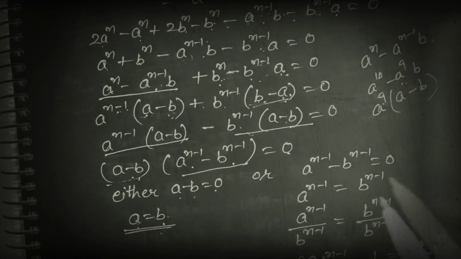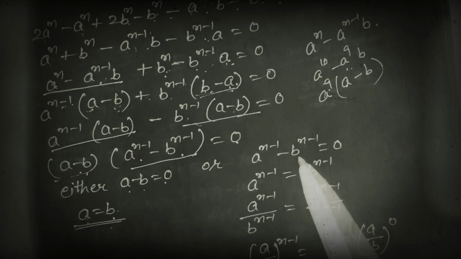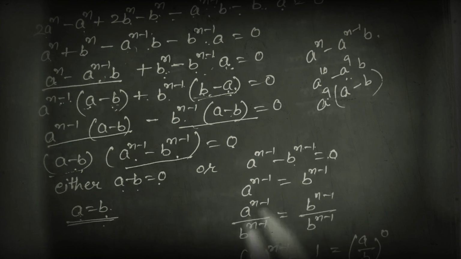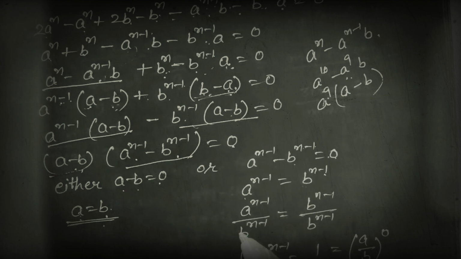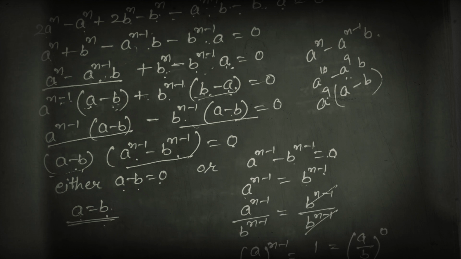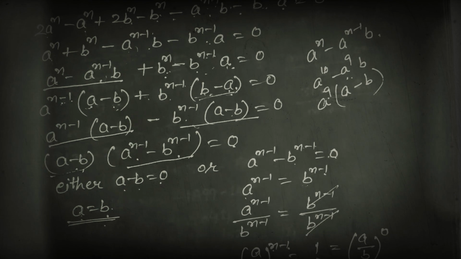But in this question we want to find out n. So a raised to power n minus 1 minus b raised to power n minus 1 is 0. Then b raised to power n minus 1 taken to the right hand side, divide both by b raised to power n minus 1. This cancels with this, it is 1. It is a upon b raised to power n minus 1 is equal to 1.